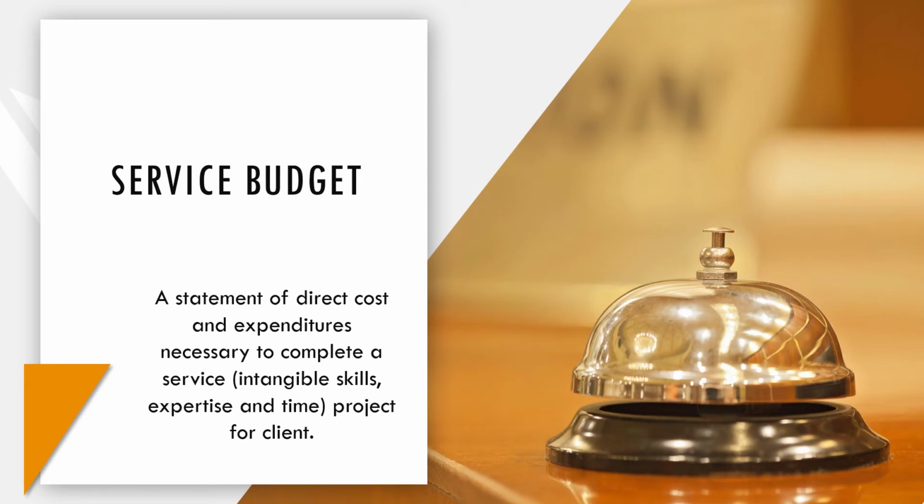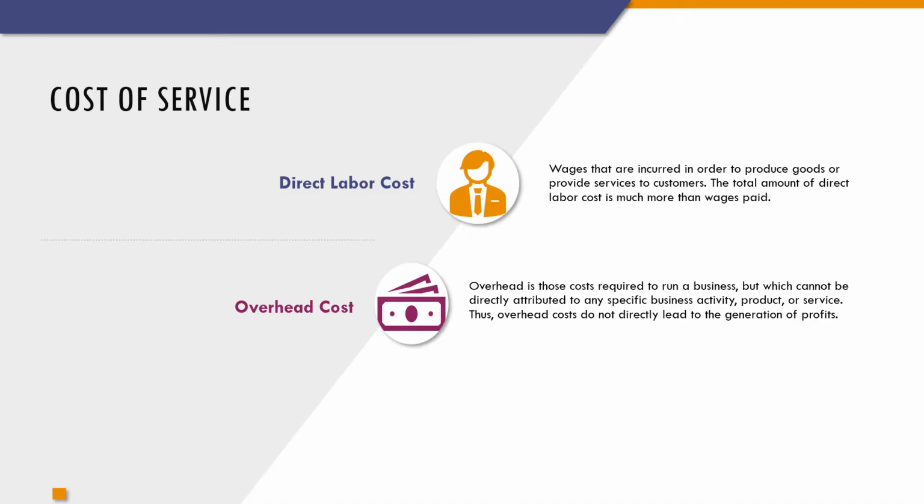Let's talk about a service budget. A service budget is a statement of direct costs and expenditures necessary to complete a service project for a client. A service is an intangible skill that takes expertise and time. Next is cost of services for service projects. They have direct labor cost, which is variable cost, and overhead cost, which can be variable and fixed cost. Direct labor is the wages that are incurred in order to produce the services to customers.